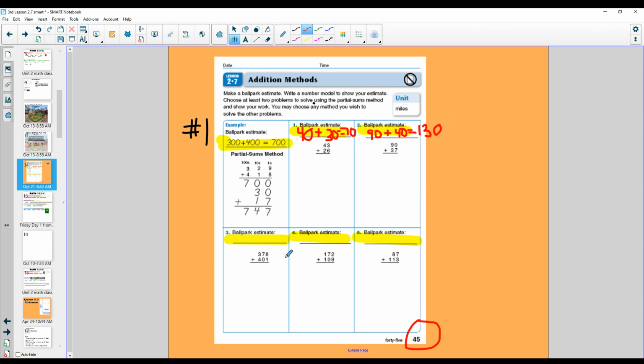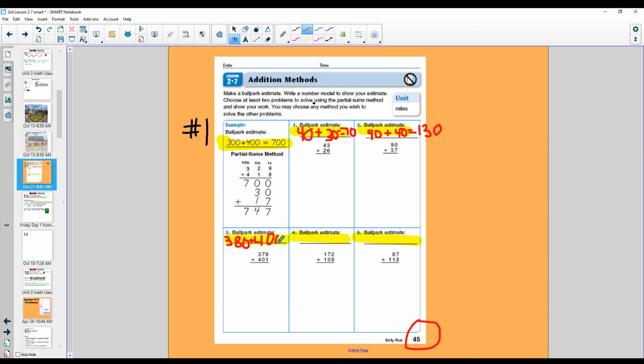Okay, now let's see if you can do these. Some people might ballpark this to 380. Some people might say 400. That's up to you. I'll do the 380. But if you're more comfortable with 400 plus 400, then that can be your ballpark estimate.